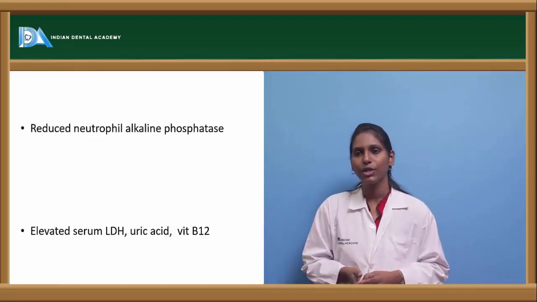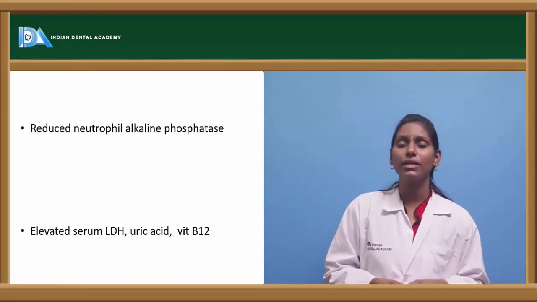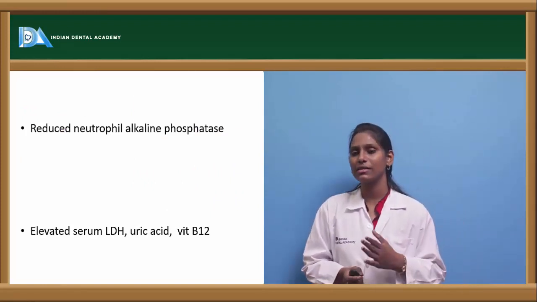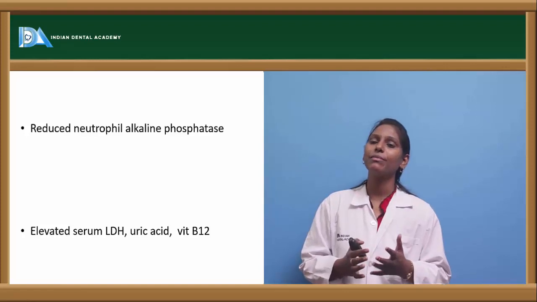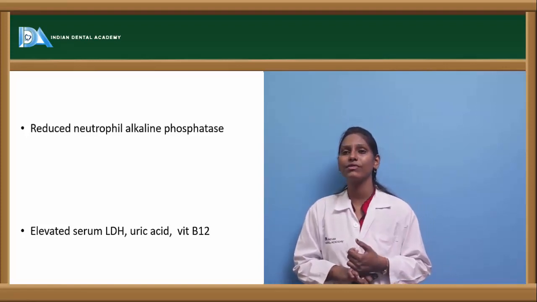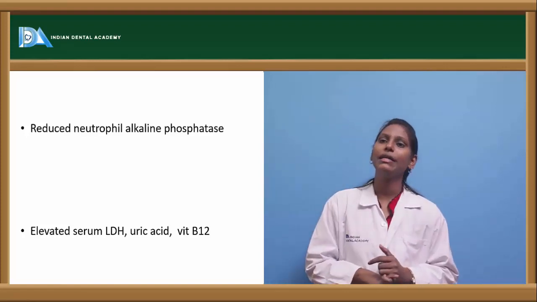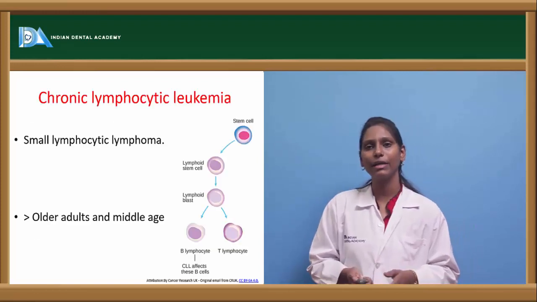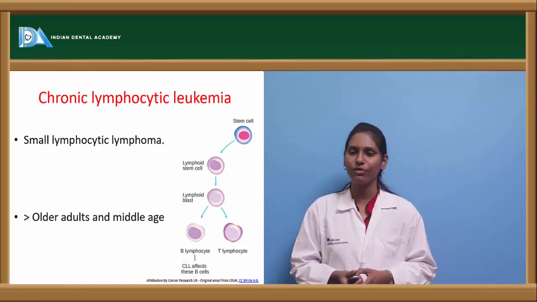Remember this. And usually the Philadelphia chromosome is associated in greater than 90% of cases of CML. Apart from this, we see reduced neutrophil alkaline phosphatase and elevated serum LDH, and also uric acid and vitamin B12 can be elevated in case of CML.